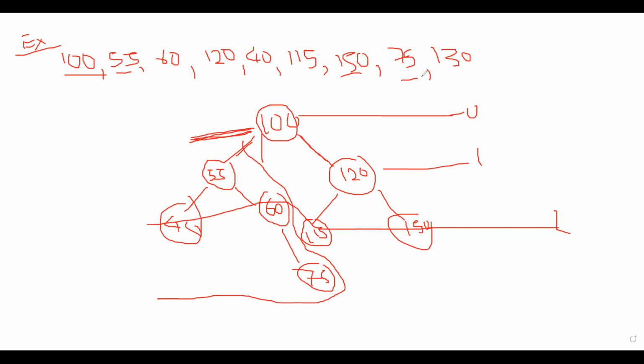Okay, 75 and then 130. 130 goes from here over here, higher than 120, comes over here, lower than 150. That means it should be over here. Clear? Okay. I'll give you one more example. Just take a minute to note this down, then I'll give you an example for you to work out yourself.